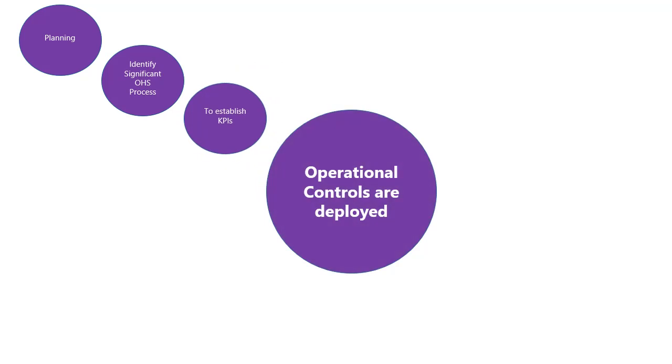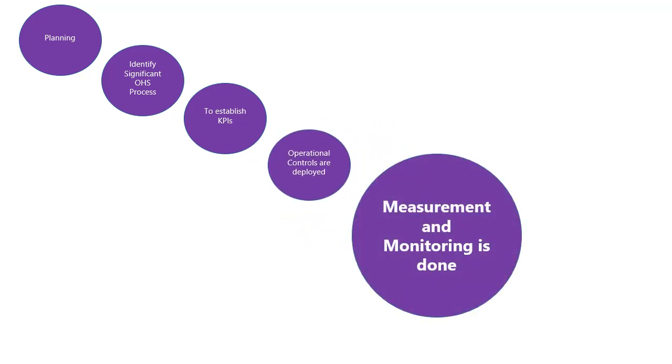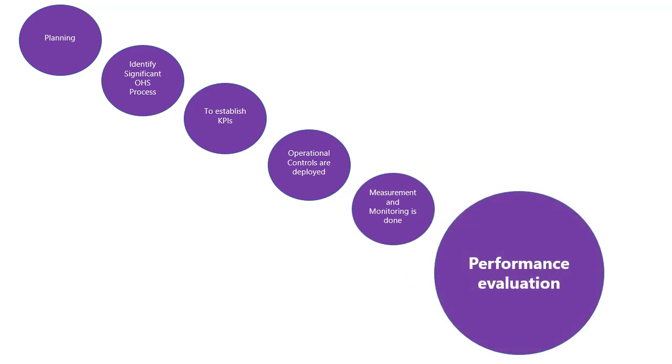Therefore, we need to take the operational controls for all these significant OHS processes which are crucial in achieving the OHS management system's intended outcomes. After the operational controls have been deployed, the measurement and monitoring is carried out for all the KPIs we established earlier to check if our operational controls are suitable and sufficient to eliminate or reduce the OHS risks. The measurement taken through inspections, audits, or feedback is then analyzed and evaluated in the management review process. The purpose of performance evaluation is to see if the management system is performing the way it is supposed to, or there are any needs for changes.